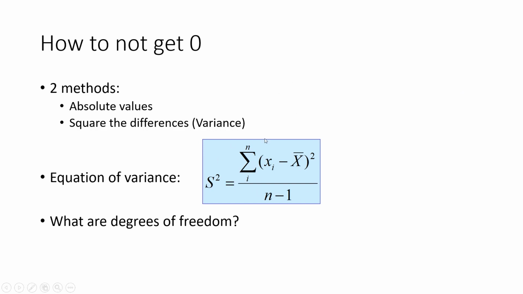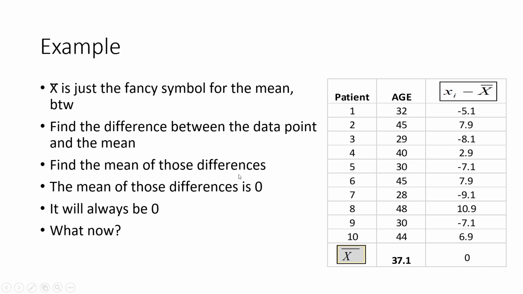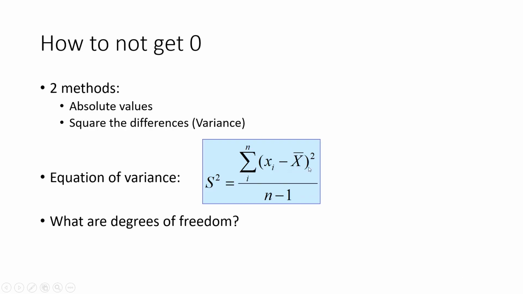Now you'll notice that instead of finding the mean by dividing the sum of squared differences by the number of participants, we divided it by the number of participants minus 1. We call this n minus 1 degrees of freedom. So what exactly is degrees of freedom?